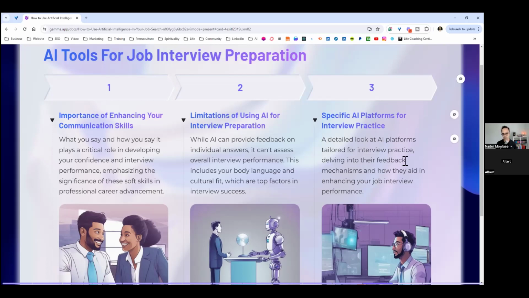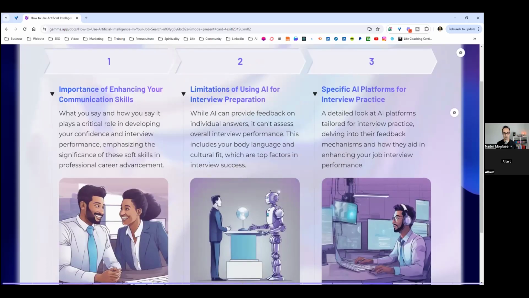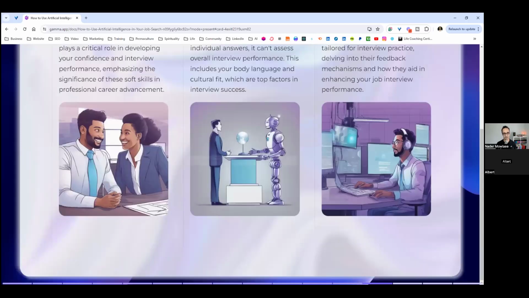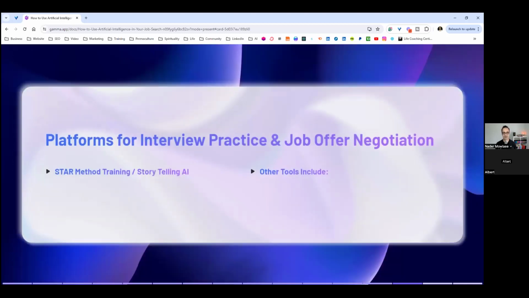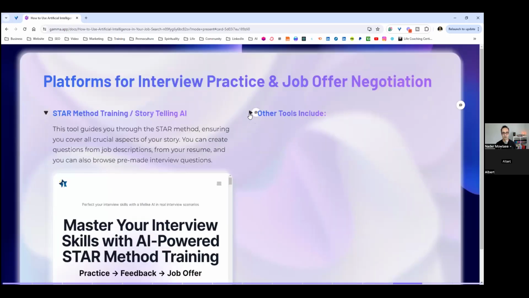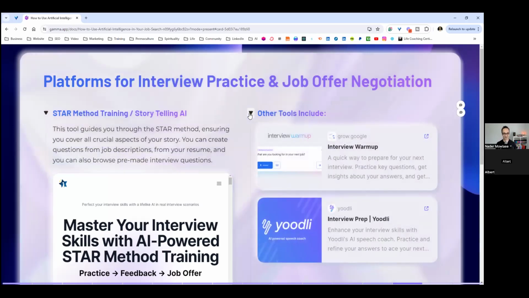And ultimately, I want to share with you a few different specific platforms for interview practice right now, because practice makes perfect, or in this case, perfect practice makes perfect. With that said, similar to what I shared with you on the previous page, there are lots of different tools. I have my top pick, and I'll be very honest and upfront with you.